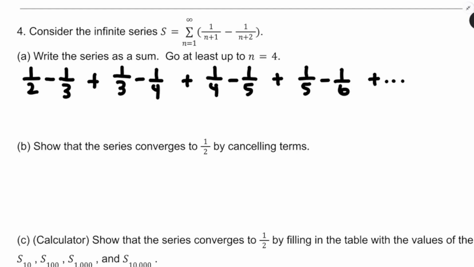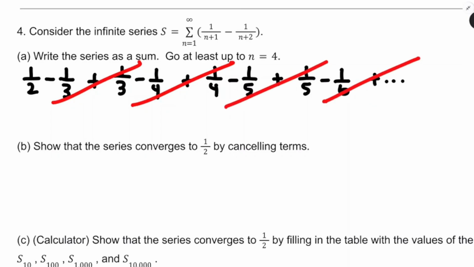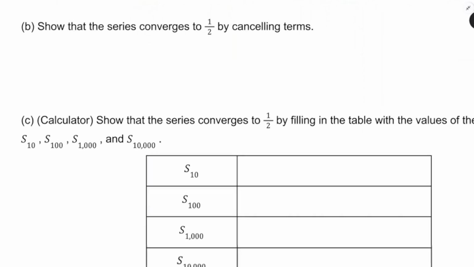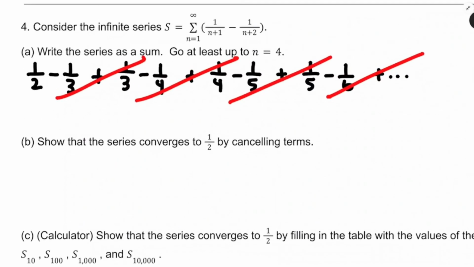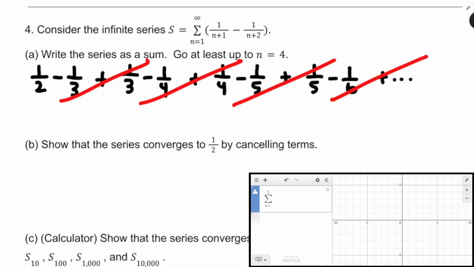All right, so to show the series converges to 1/2 by canceling terms, so it's like 1/2. Maybe I'm just going to cross through that. And the negative 1/6, we know there's going to be a plus 1/6 coming right after that. Okay, so now I need to bring in the calculator.